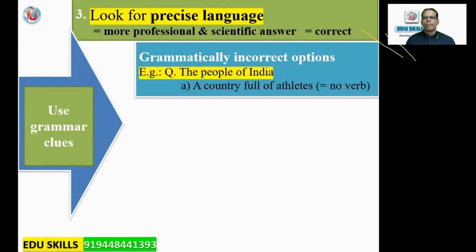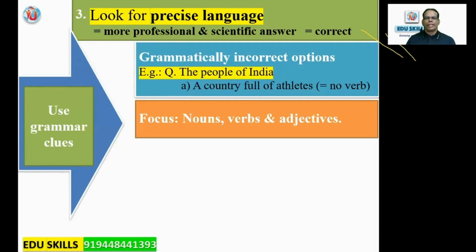They are not going to be right answers. For example, "the people of India dash a country full of athletes." The people of India, a country full of athletes, means there is no verb. So that can never be a correct answer because there should be a verb. The people of India is, our verb should be there. Such grammatical clues you can find out.